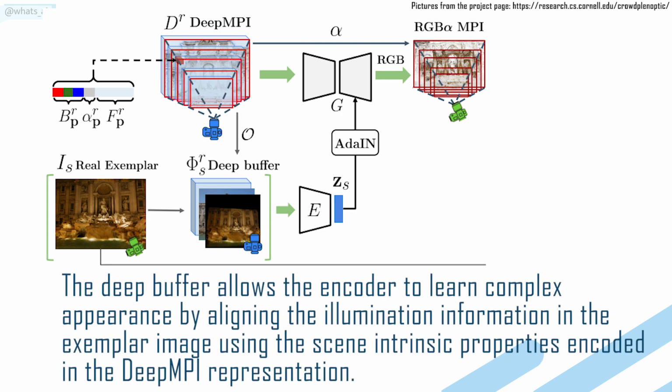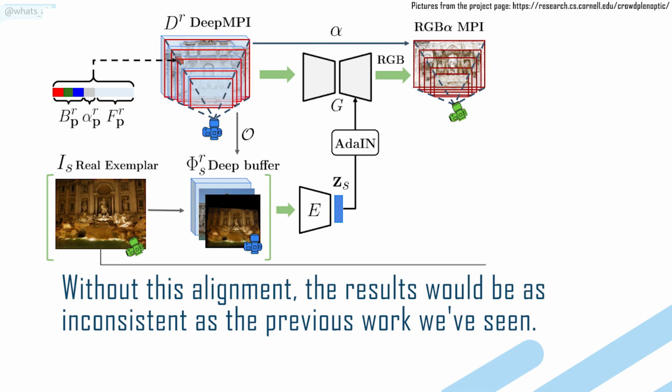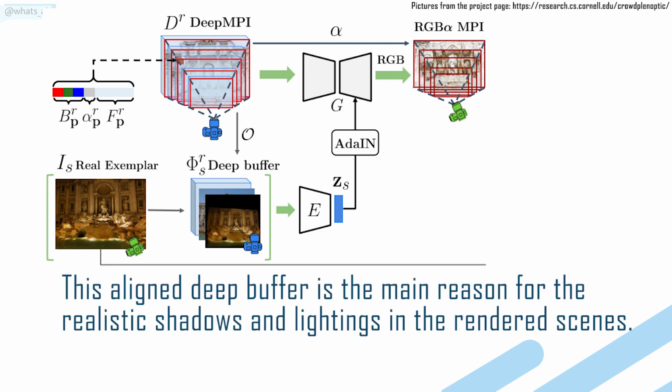The deep buffer allows the encoder to learn complex appearance by aligning the illumination information in the exemplar image using the scene intrinsic properties encoded in the Deep MPI representation. Without this alignment, the results will be as inconsistent as the previous work we've seen. This aligned deep buffer is the main reason for the realistic shadows and lightings in the rendered scenes.